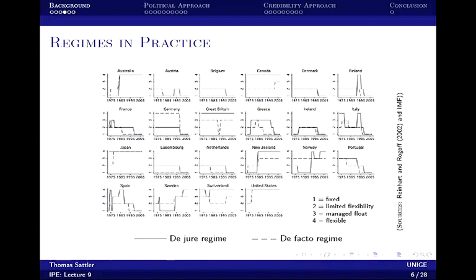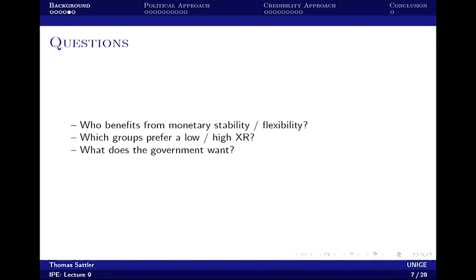And this variation has important implications, distributional effects. Some groups within a country win from fixing, and some groups lose from having a fixed exchange rate. So that's what we're going to explain now. Who wants a flexible exchange rate, and who wants a fixed exchange rate, and who gets what? That's the point here. So those are the questions.